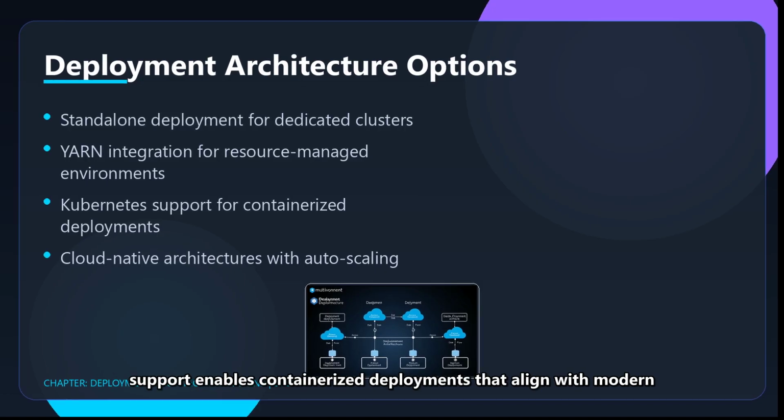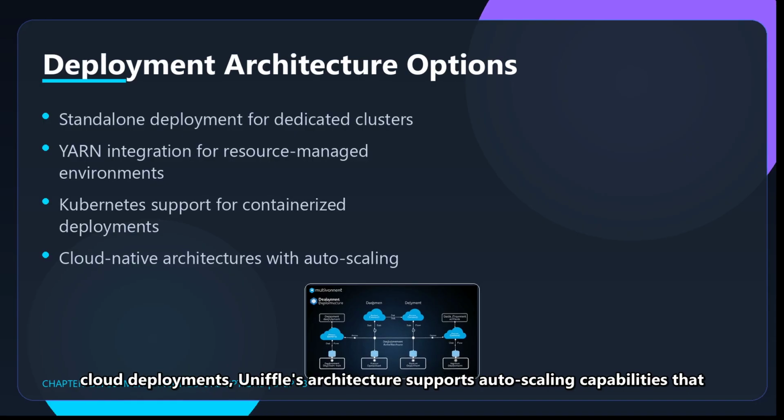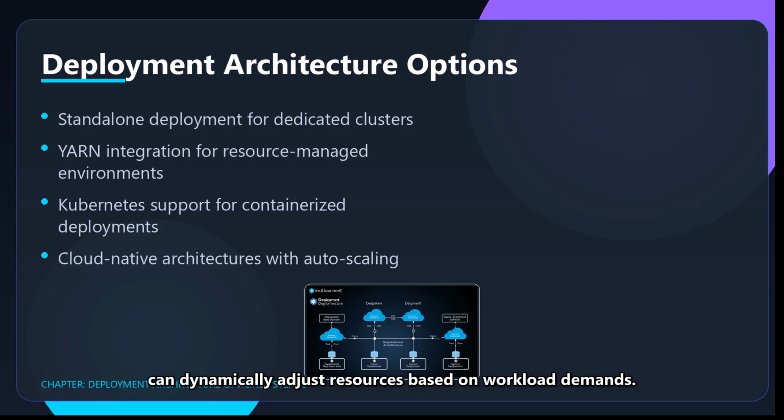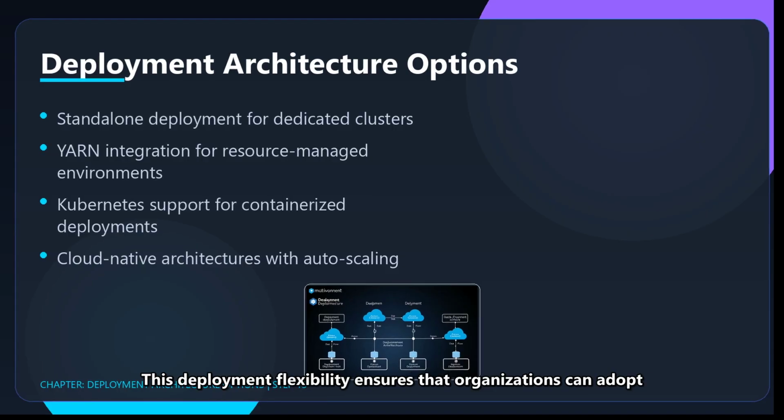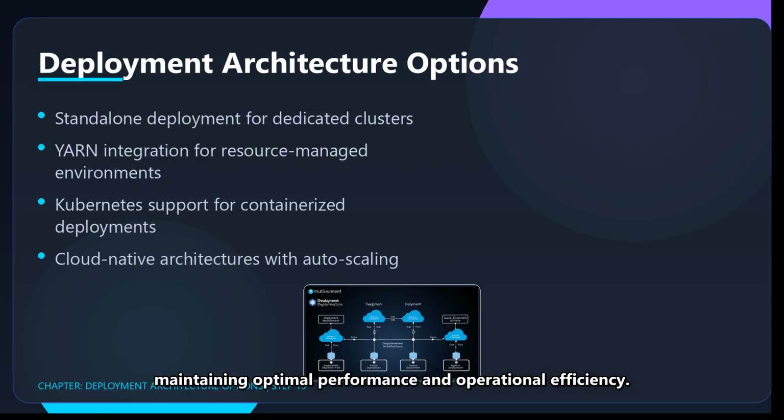Kubernetes support enables containerized deployments that align with modern cloud-native practices, including automated scaling and management. For cloud deployments, Uniffle's architecture supports auto-scaling capabilities that can dynamically adjust resources based on workload demands. This deployment flexibility ensures that organizations can adopt Uniffle regardless of their existing infrastructure choices, while maintaining optimal performance and operational efficiency.